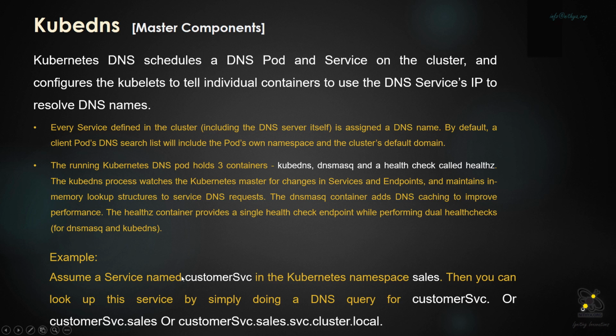This is achieved by the component called Kubedns, which natively runs on your masters. It runs as three containers. The running Kubernetes DNS pod holds three containers: one is kubedns, which I already explained, another is dnsmasq, and another is the health check container, called healthz.